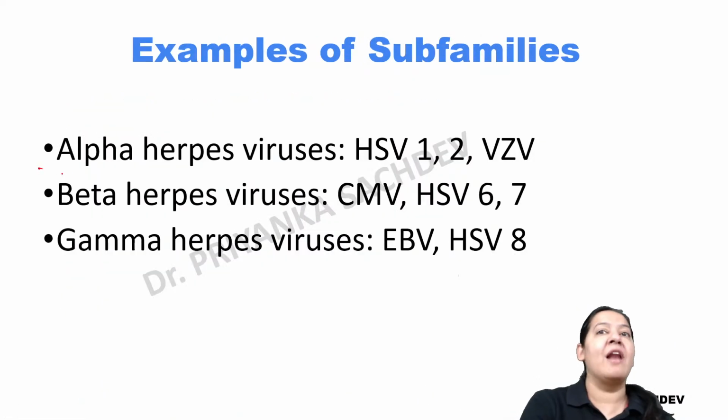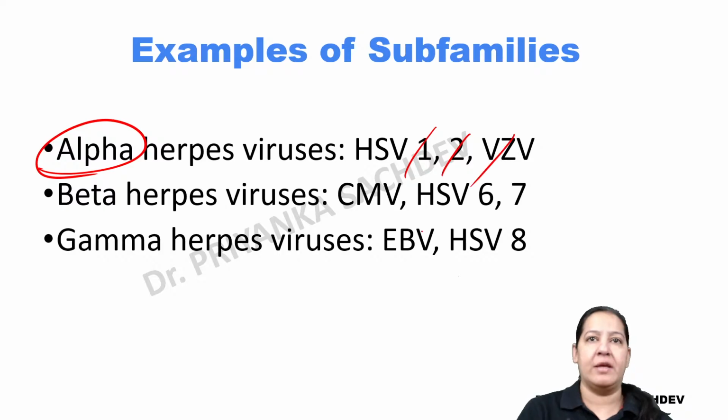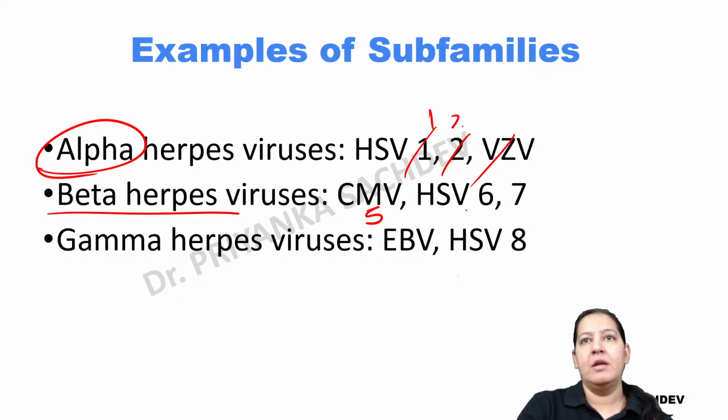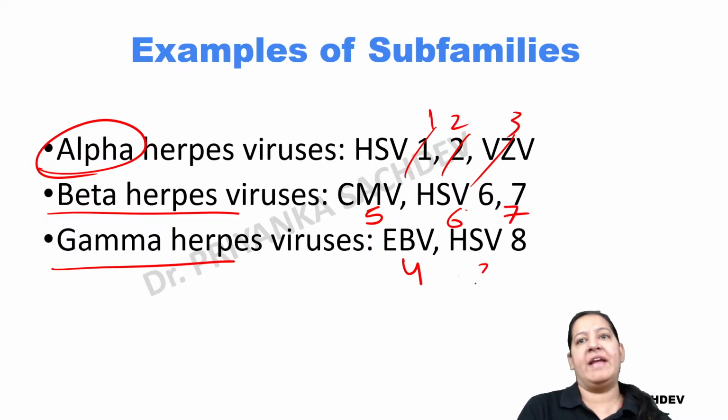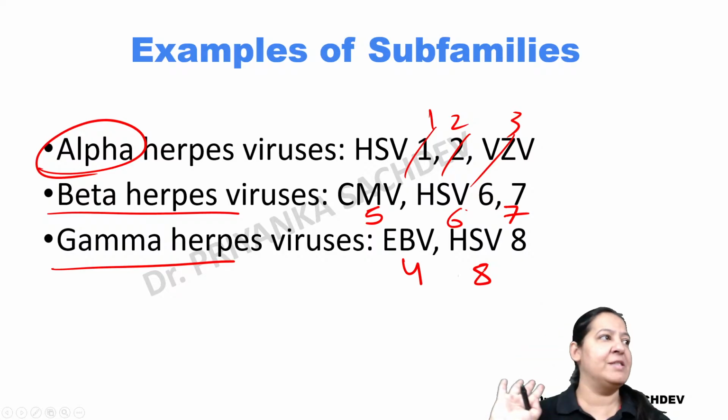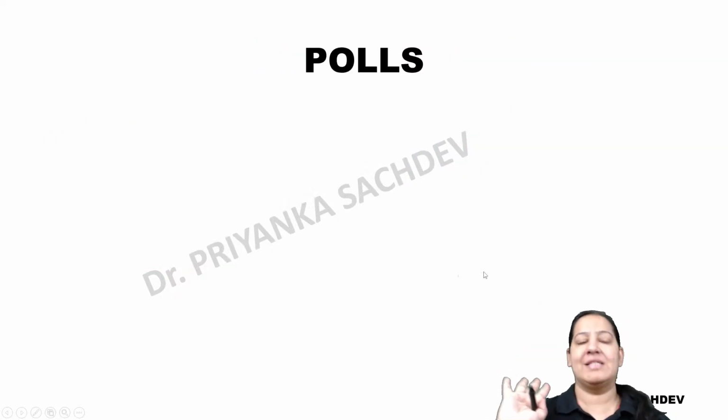Right? So which of these come in alpha? 1, 2, 3 are coming in alpha. Which come in beta? 5, 6, 7. And which come in gamma? 4 and 8. So these are the 3 subfamilies you should learn. You should always know the classification.